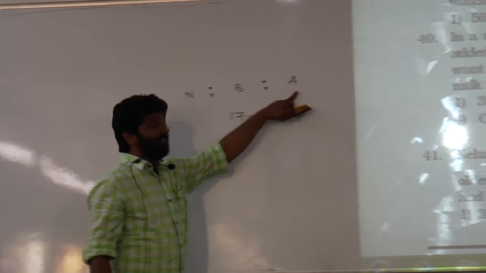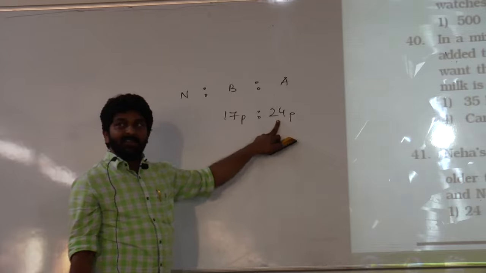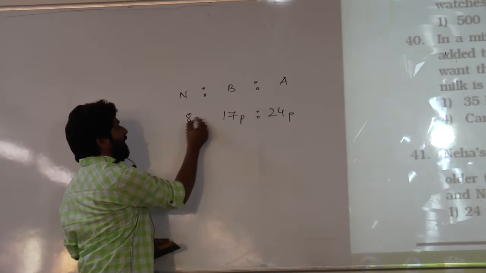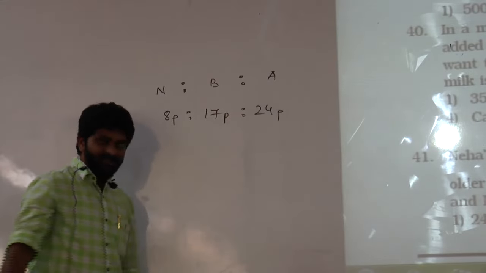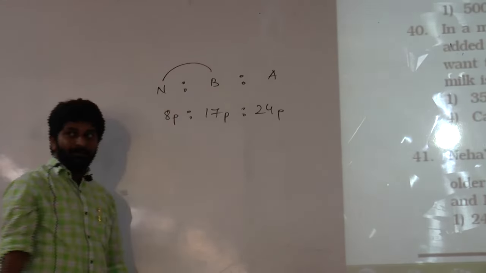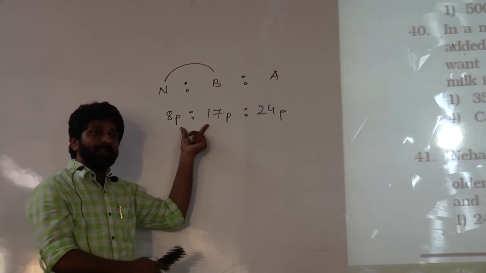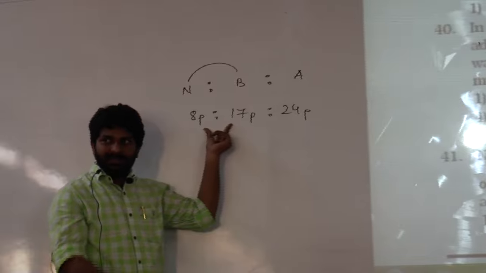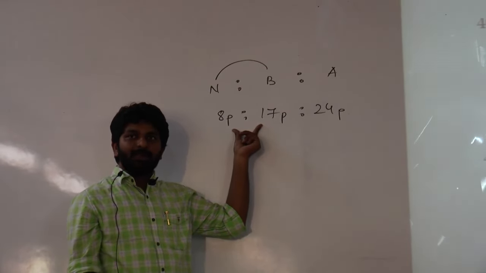Neha's age is 1/3 of aunt's age. 1/3 of 24 is 8 parts. So it will be 8 parts Neha, 17 parts brother's age, 24 parts aunt's age. What is the difference between Neha's age and her brother's age? 18 years, and in terms of parts, 9 parts. So 9 parts is equal to 18, right? Yes or no? 1 part is equal to 2 years.